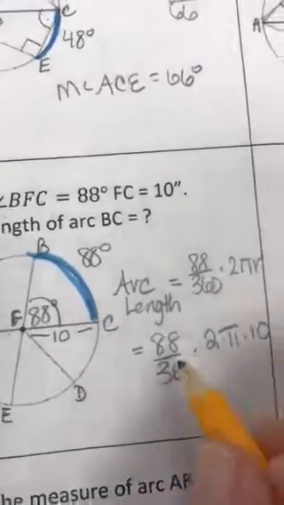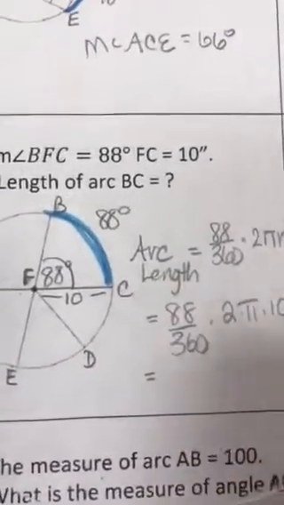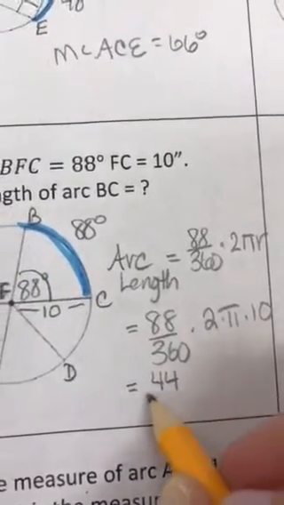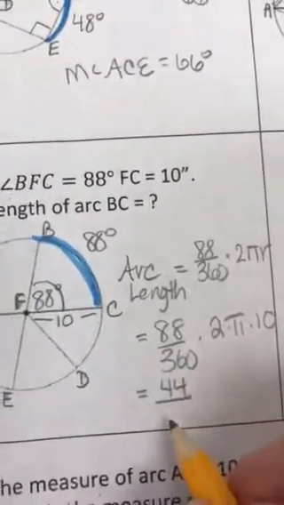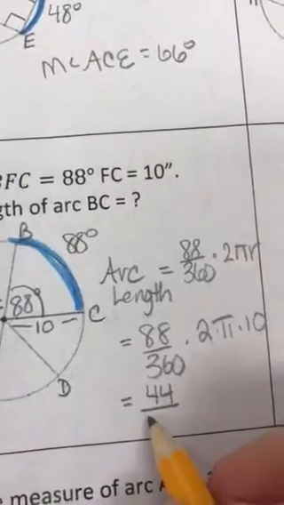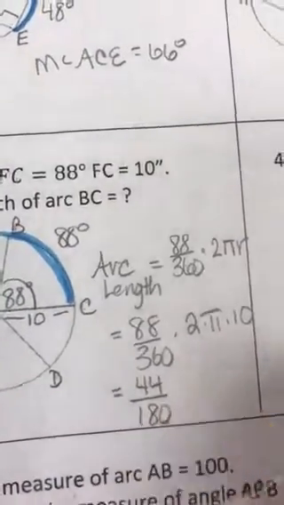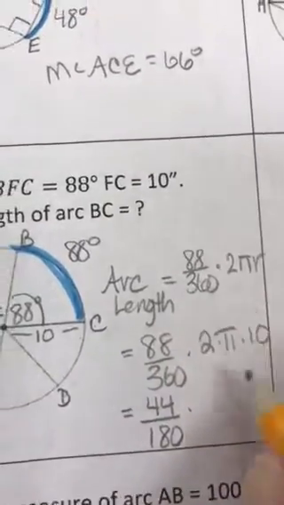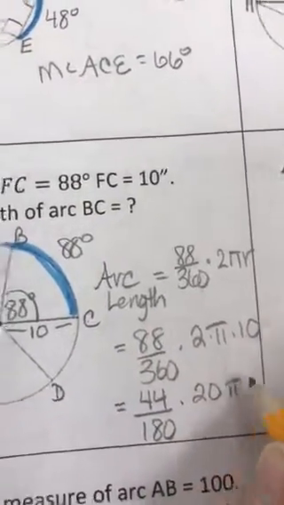All right, so I'm going to reduce this a little bit right now. I can divide it by 2, I know that. I don't have my calculator right here. So let's see, that's going to be 44 over 180 times, I'm going to multiply these two, 2 times 10, 20 pi.